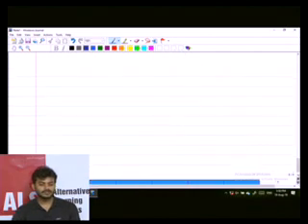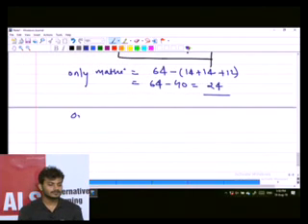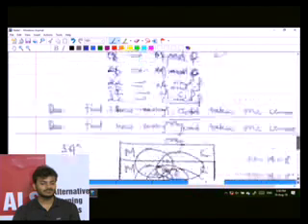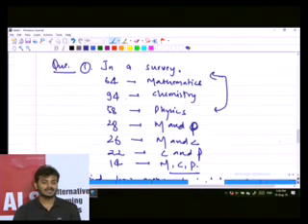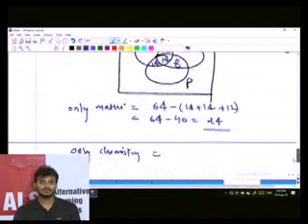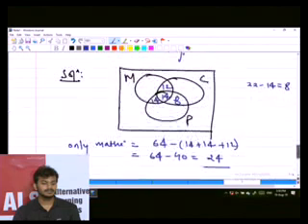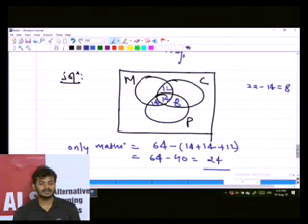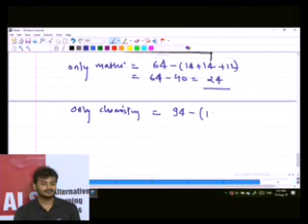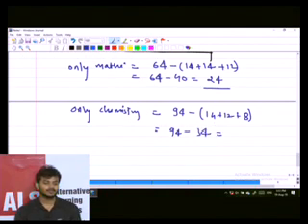Next is only physics and only chemistry, you see. Only chemistry students. Total chemistry is 94, okay? But we will have to subtract these common 14, 12 and 8. This would be 94 minus, this is 20, this is 34. This would be how much? 60.